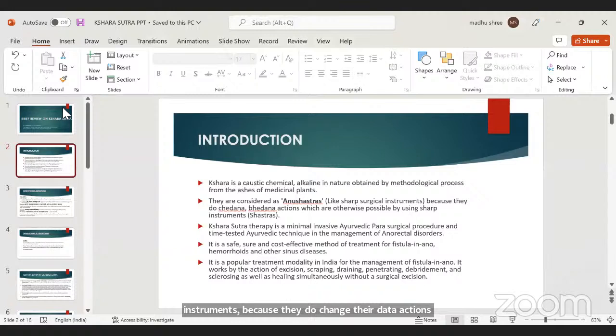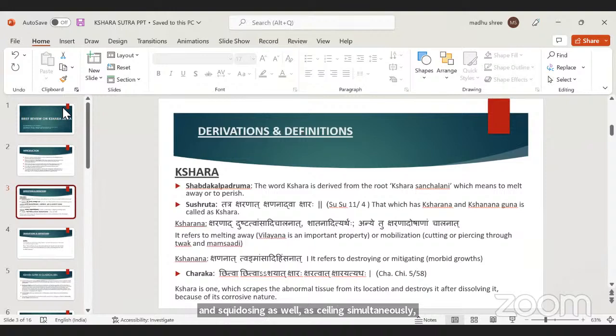Kshara therapy is a minimally invasive Ayurvedic parasurgical procedure and a time-tested Ayurvedic technique in the management of anorectal disorders. It's a safe, sure, and cost-effective method of treatment for fistula in ano, hemorrhoids, and other sinus diseases. It's a popular treatment modality in India for the management of fistula in ano. It works by the action of excision, scraping, draining, penetrating, debridement, and sclerosing, as well as healing simultaneously without a surgical excision.